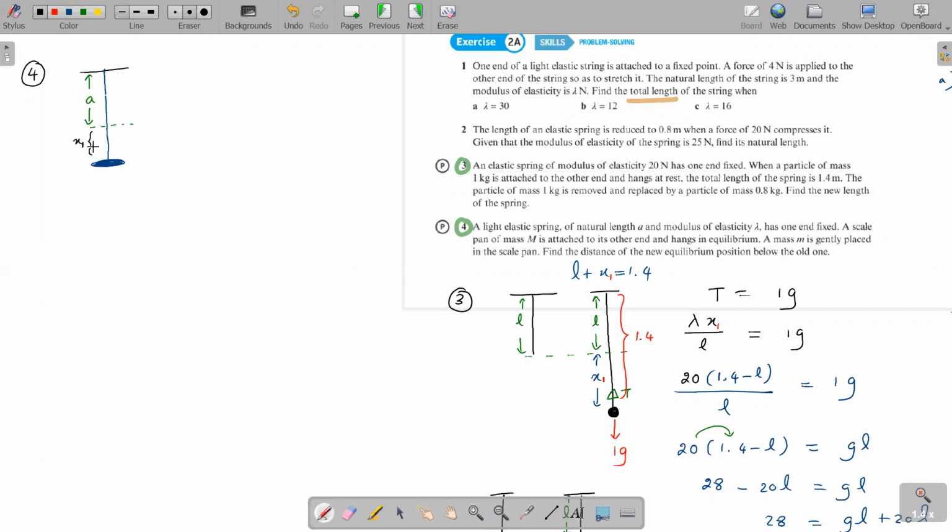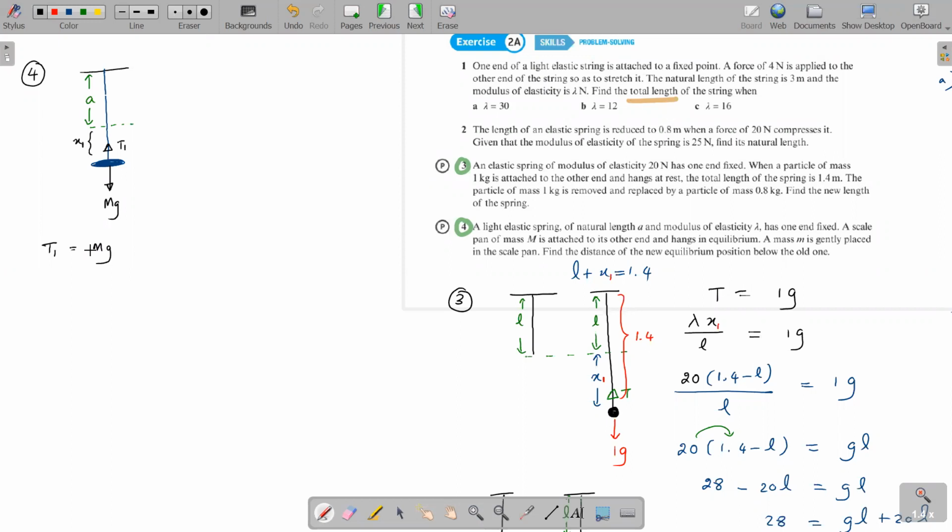So let's mark all the forces. What do we have here? We have the weight of the scale pan, capital Mg, and we have the tension, right? So obviously, what are the forces here? The weight of the scale pan and the tension. So I will say this is tension 1 because it's the first system. So then let's make it equal. We know the system is in equilibrium. So tension 1 must be equal to Mg.